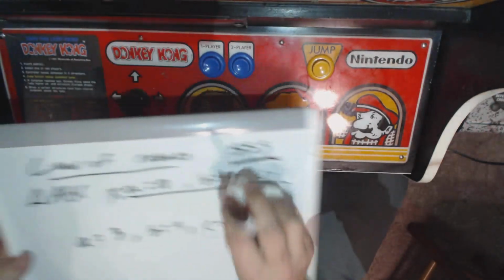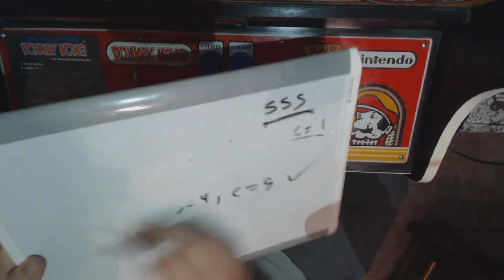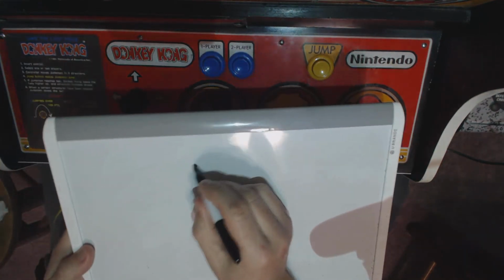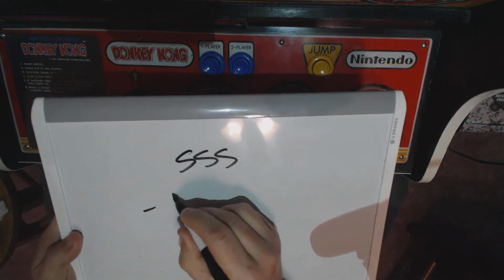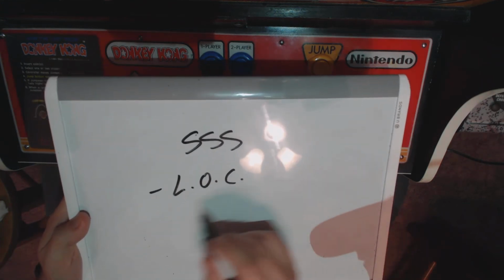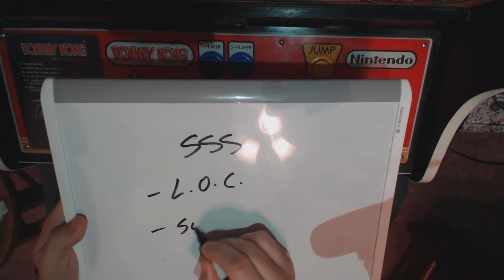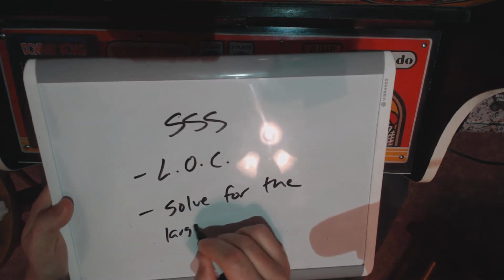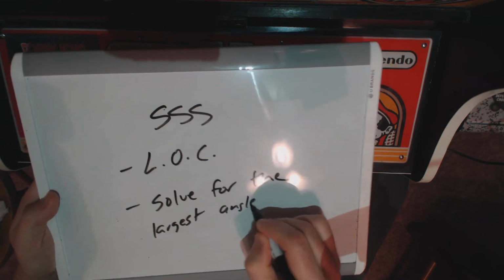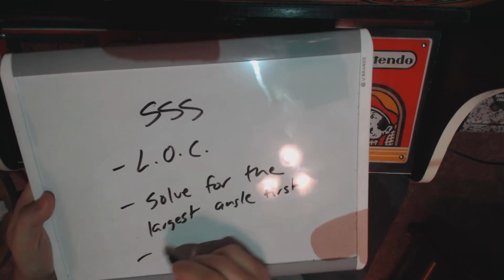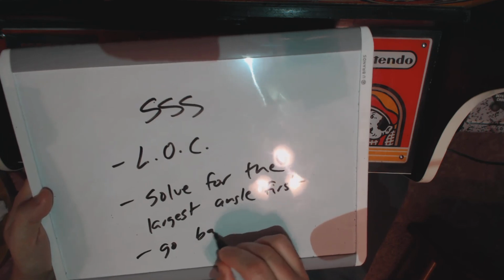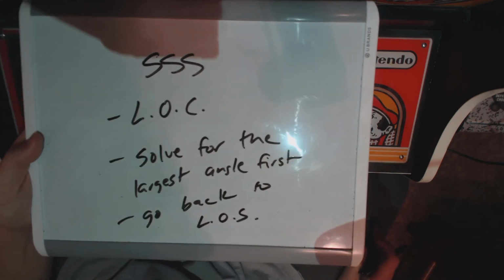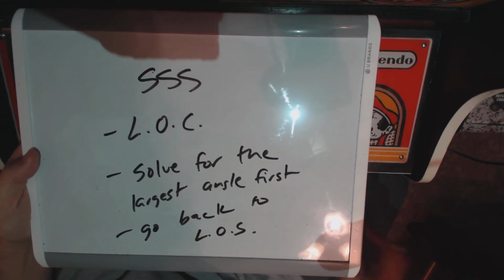But I just want to tell you that on a side, you can get a no solution. So once again, on a side, you have to use law of cosines, and you'd be better off solving for the largest angle first, then going back to law of sines. So hopefully that helps you guys.